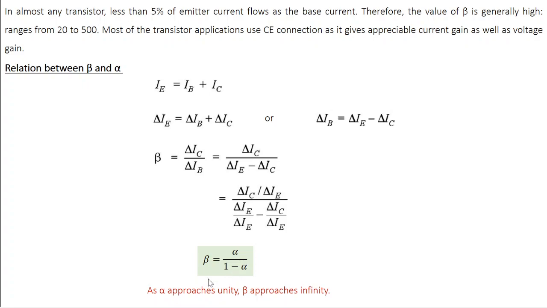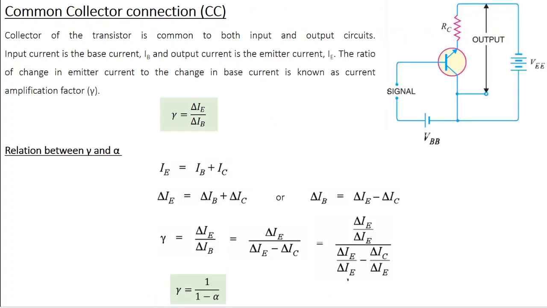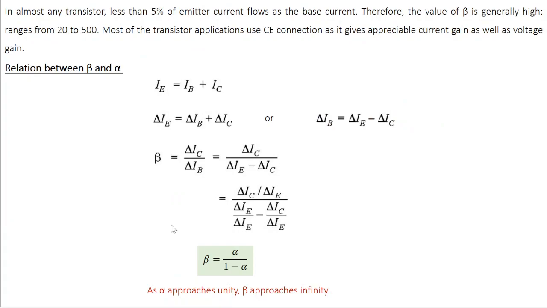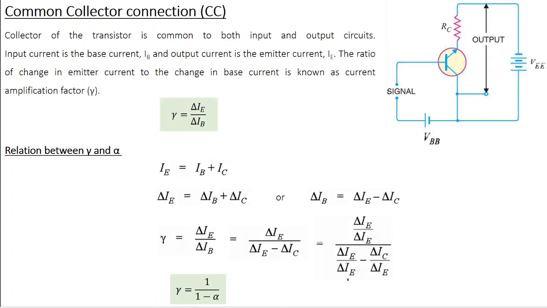So from this equation you can see as alpha approaches 1, beta approaches infinity. And as I said, common emitter connection is the most popular configuration. Majority of the transistor applications employ this particular configuration.